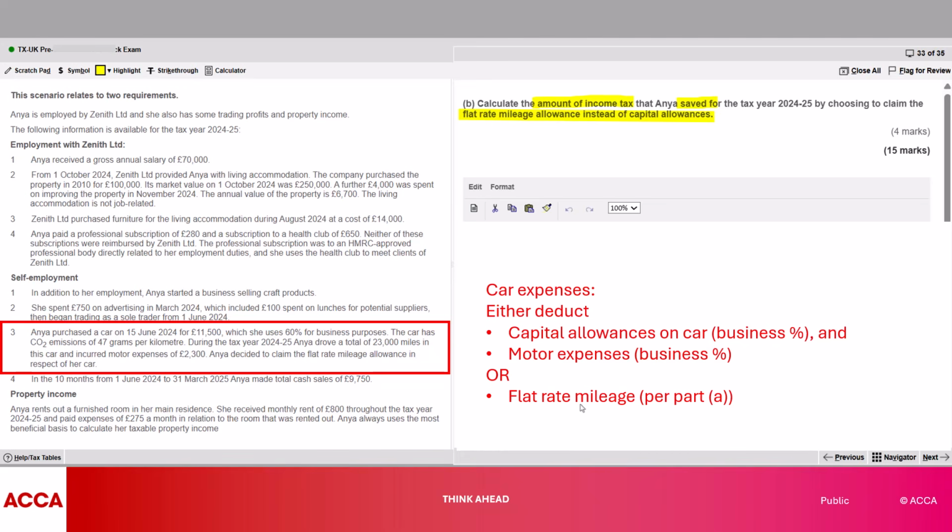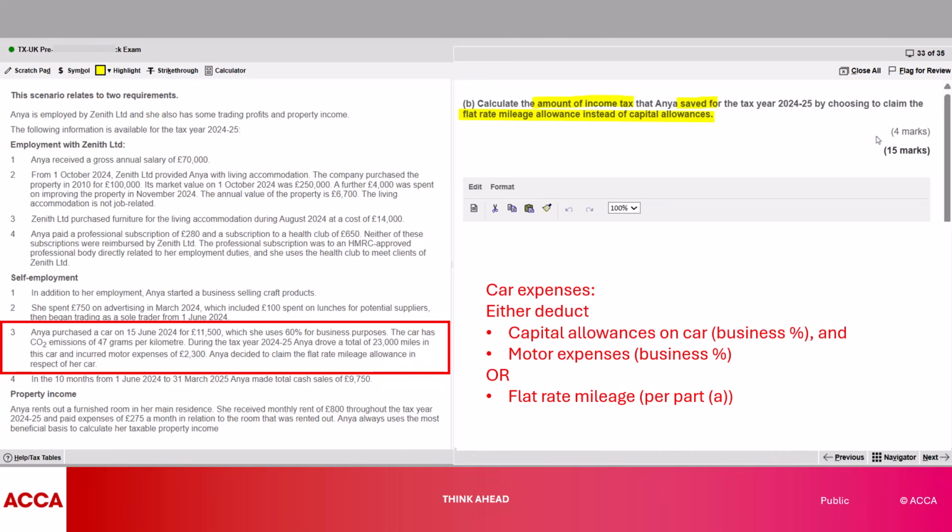If she didn't claim the mileage allowance, she could have deducted capital allowances on that car, but just the business percentage where there was private use, and claimed the business percentage of the motor expenses. So the motor expenses were not deductible, where she claimed the flat rate mileage allowance instead. And we've got to work out how much tax she saved by opting for the mileage allowance. So we could start by working out the capital allowances and the motor expenses. We've already worked out the mileage allowance, and then we just need to look at the difference between those two and think about the rate of tax that would have been saved.